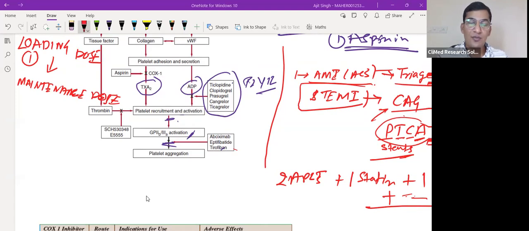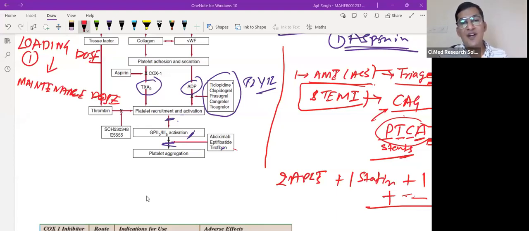600 mg. My God. You will kill the patient for sure with bleeding. 600 mg, people. Usually, when we are giving 325 mg of aspirin, we give 150 mg of clopidogrel.